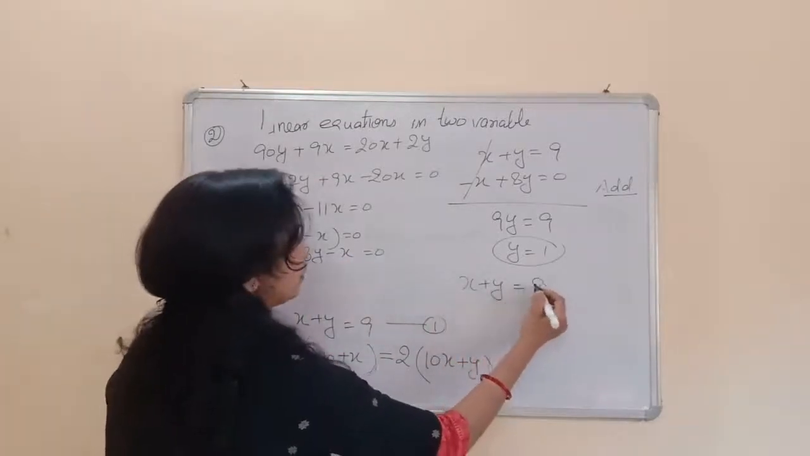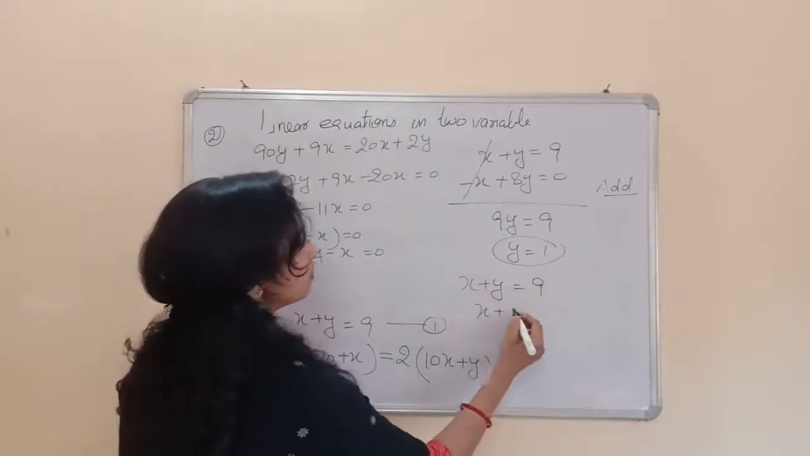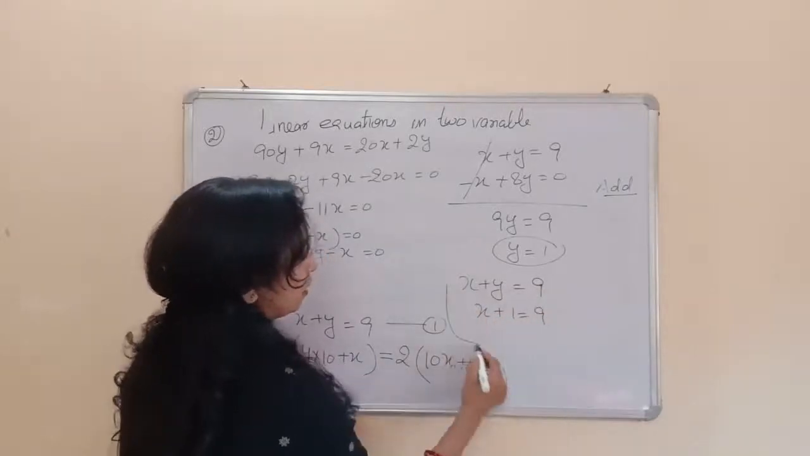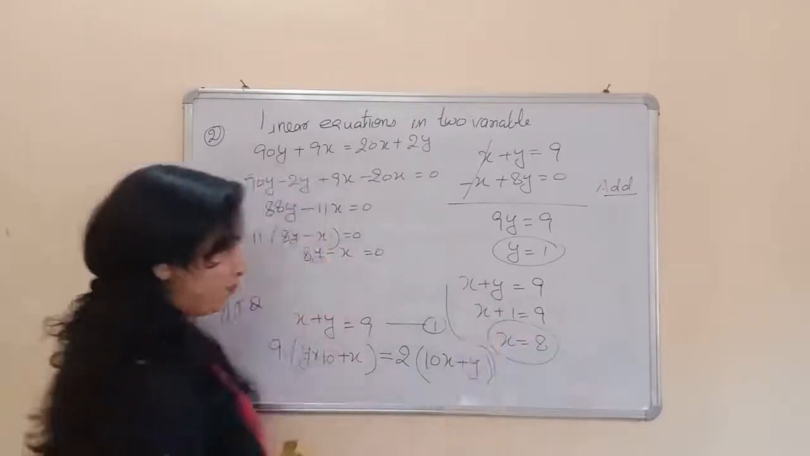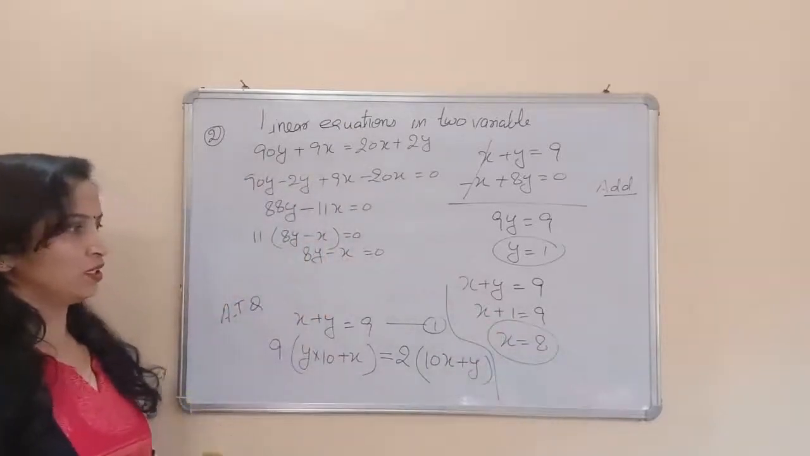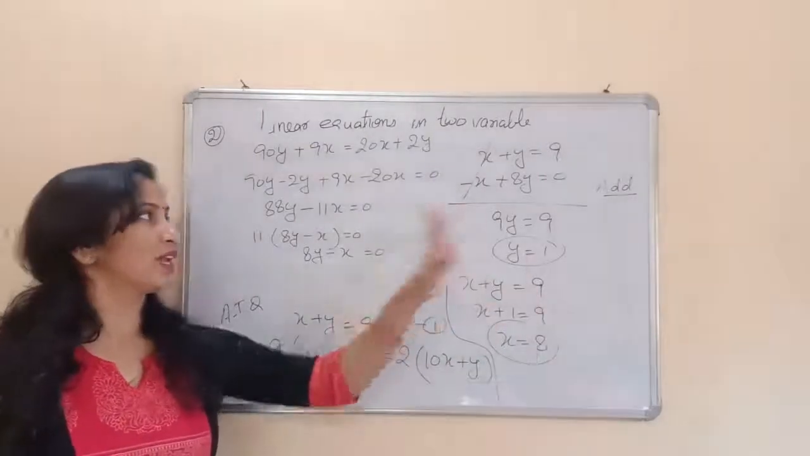X plus y is equal to 9. Then x plus 1 is equal to 9. Then x is equal to 8. Okay, so this is the value of x and this is the value of y.